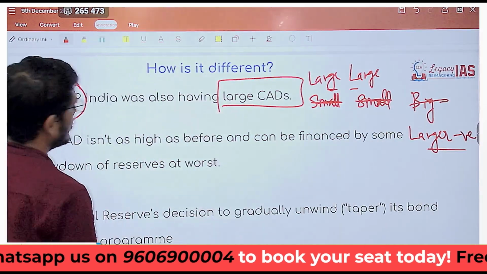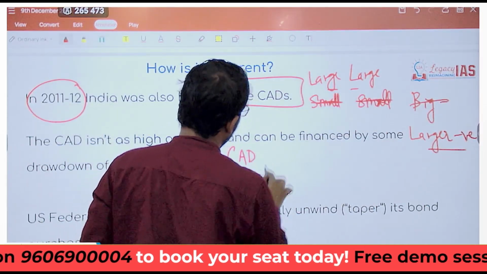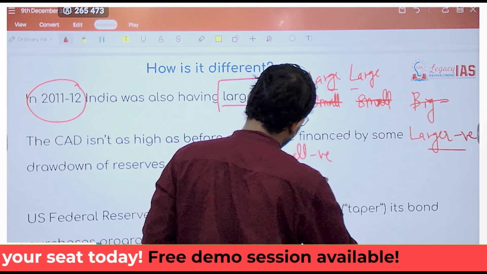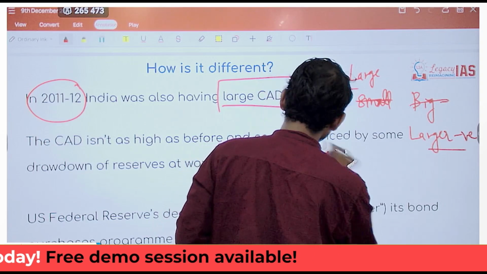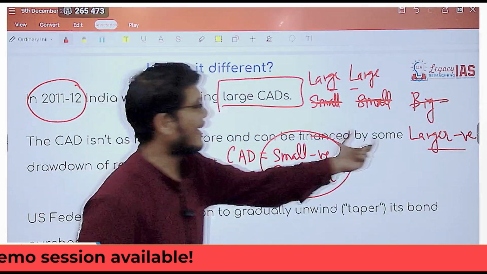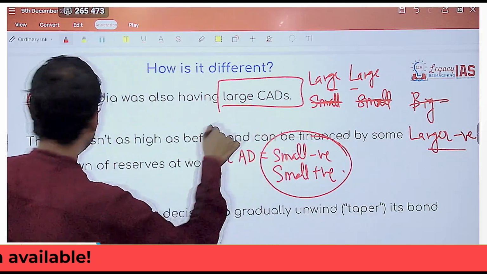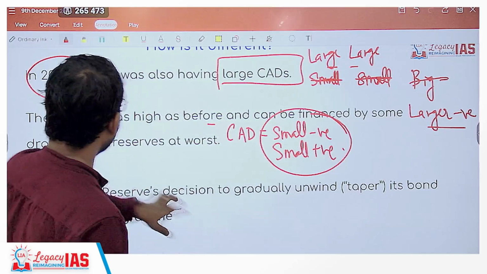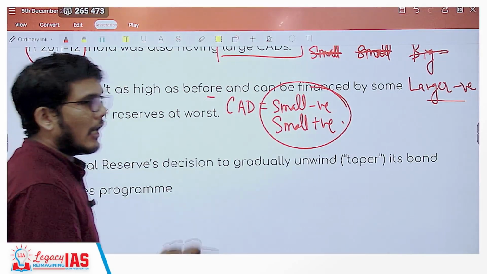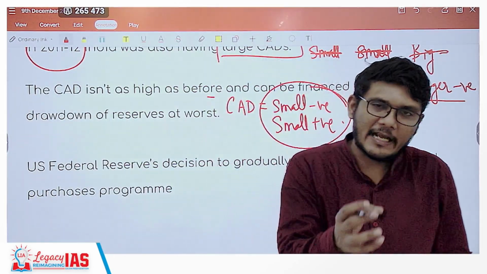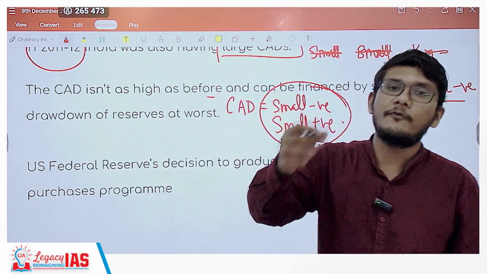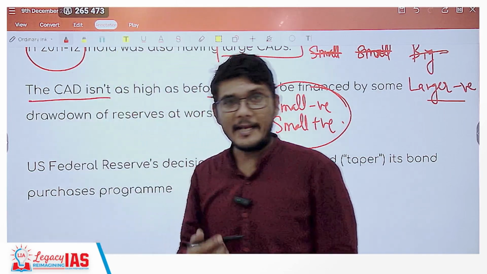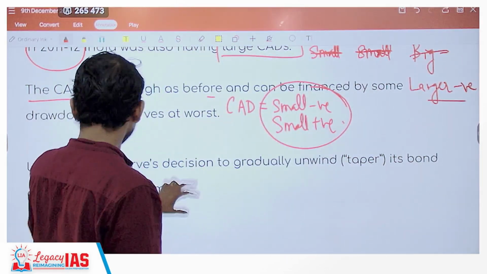But presently what is the situation with respect to the current account deficit? It is either a very small negative or at times a small positive also, right? So it is not creating this kind of a situation presently. It is not as high, plus at times it is positive also, as a result of which even if it is, let's say, negative at times, the Reserve Bank of India has a lot of foreign exchange reserve to address that CAD situation, and at times it becomes positive as well.